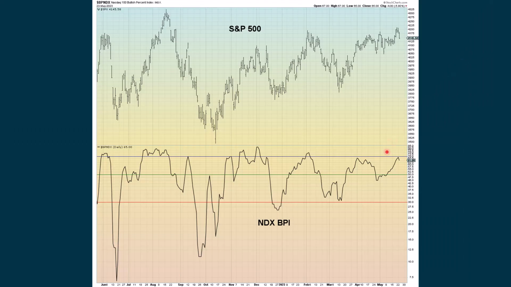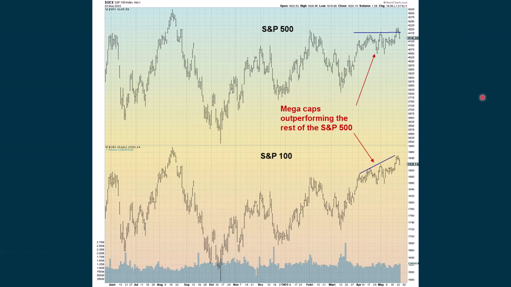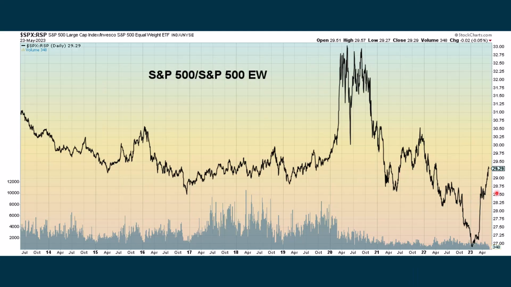Then the NASDAQ 100 BPI, after coming right up to this level, has now turned back down. I was kind of hoping that it might break above this level before it turned, but we'll have to see how that plays out. The micro caps were actually up on the day, and they're still well above 100. And then we're also seeing a real outperformance of the S&P 100 compared to the S&P 500, although it was down in Tuesday's session. The big boys are still outperforming the smaller folks overall when we take a ratio.